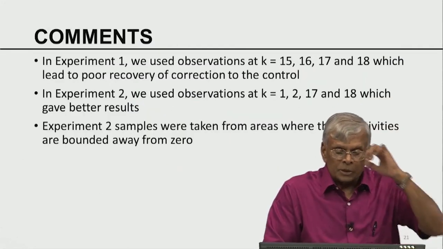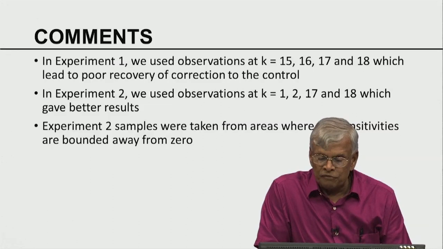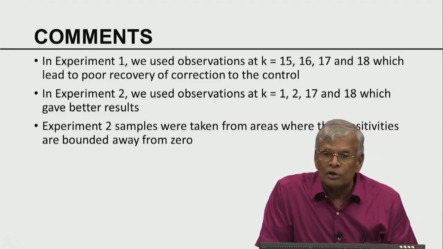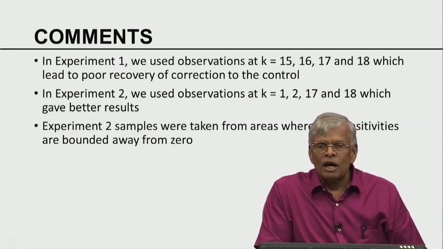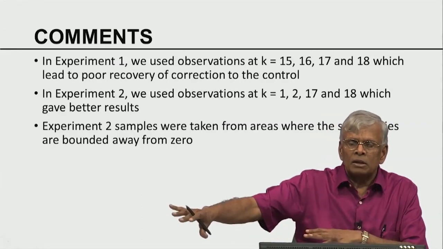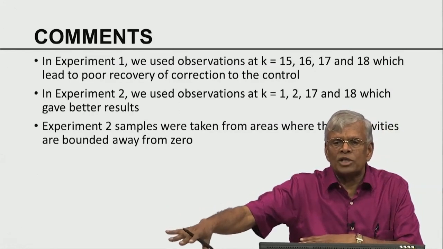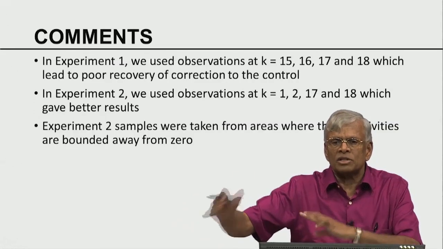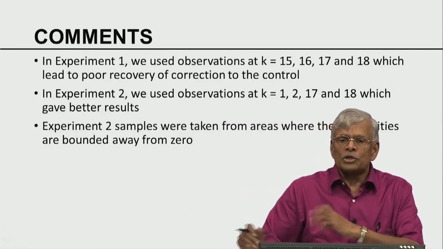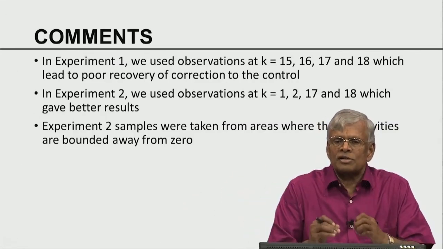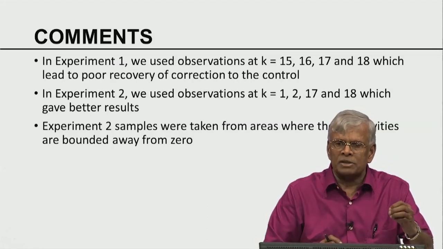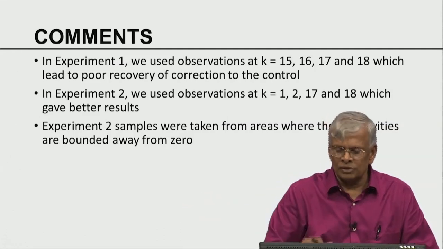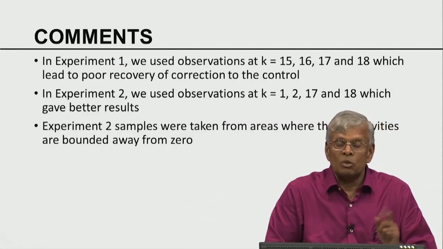So comments: in experiment 1, we used observations at 15, 16, 17, 18, which led to the poor recovery of the correction to the control. This is largely because at a later time, the only sensitivity that is bounded away from zero was the boundary condition sensitivity. Initial condition sensitivity and the parameter sensitivity have already died down to zero. So we will have greater difficulty in recovering the initial conditions and the parameters if you put all the observations where these two sensitivities are close to zero. That's the moral of the story from experiment 1.